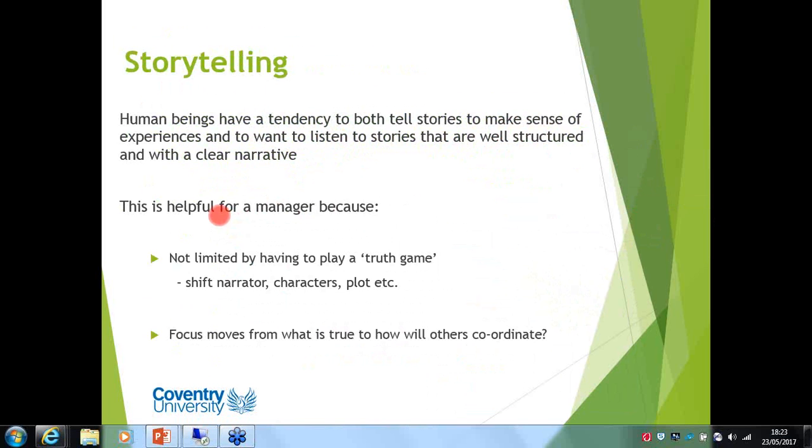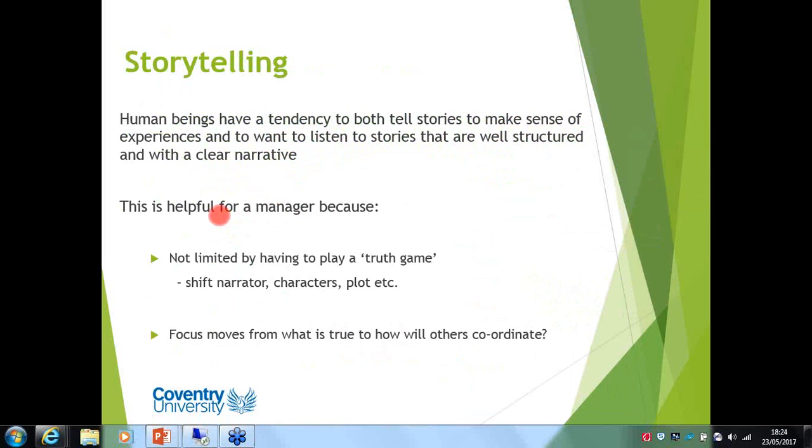This is helpful, I think, for a manager, because it means that when we're dealing with our colleagues, we're not limited by having to play what I call the truth game. So if one colleague tells you a story of themselves as a victim of a conspiracy, you know, they did this and look what happened, it wasn't my fault. And then another colleague comes to you and describes that same person as lazy and difficult. It's very easy to get into the mindset of working out who's telling the truth here.